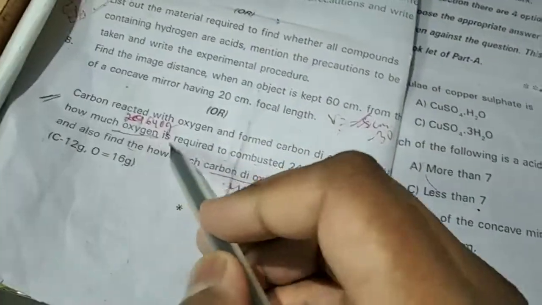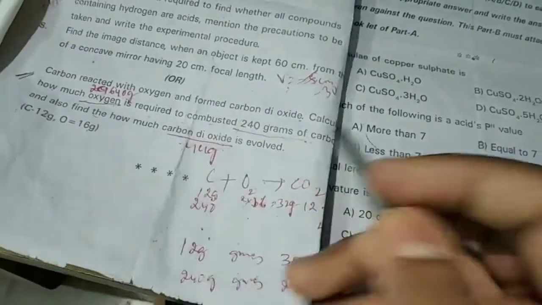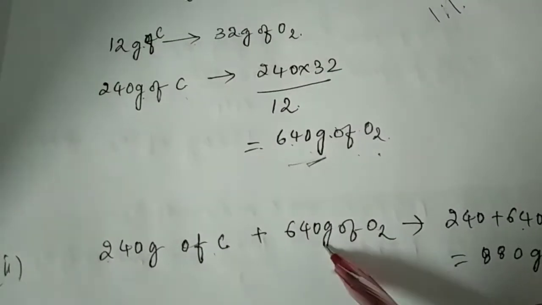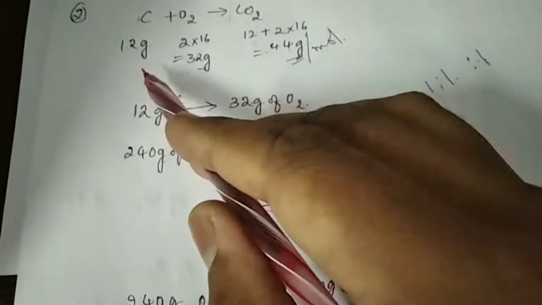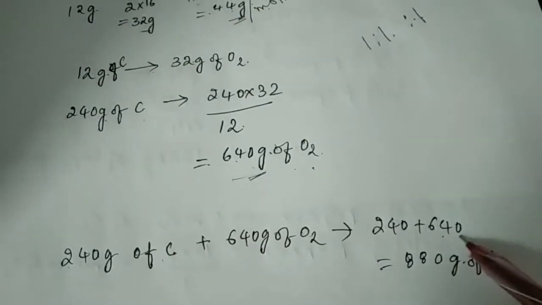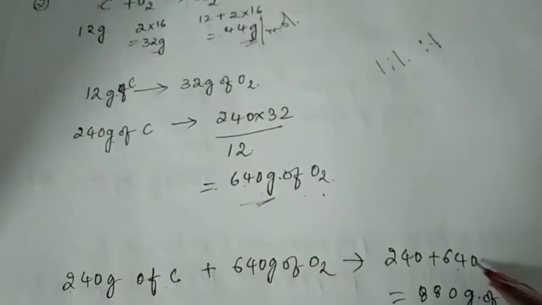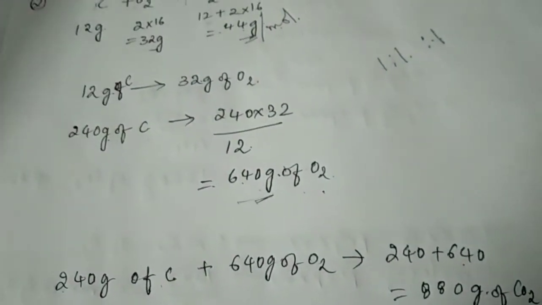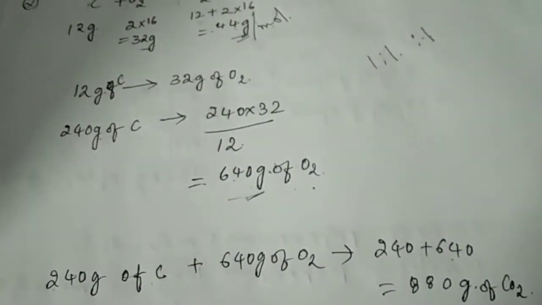Yes, that's why they have asked those things only: how much oxygen is required to combust 240 grams of carbon, and how much carbon dioxide is evolved here? When 240 grams of carbon is given, we need 640 grams of oxygen, C plus O2 gives CO2. So if we add 240 grams and 640 grams, we will be getting 880 grams of carbon dioxide, right? I hope you understood this answer also, students.